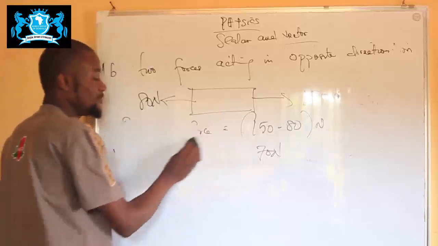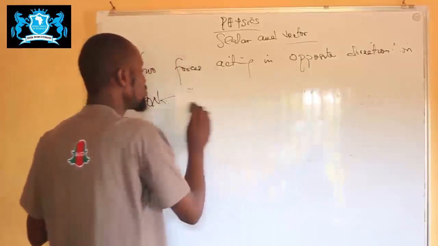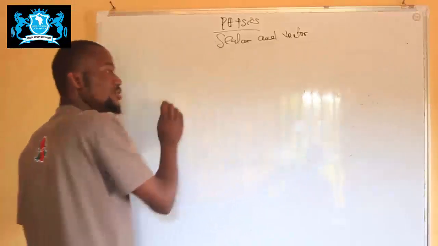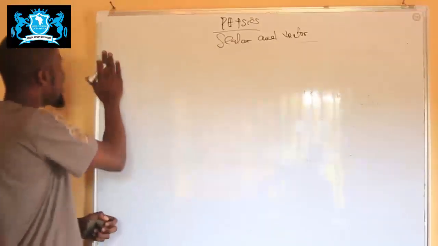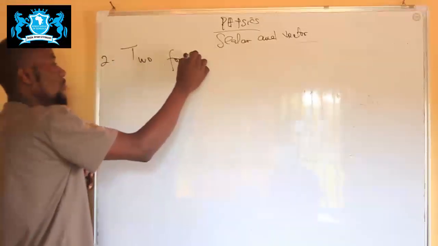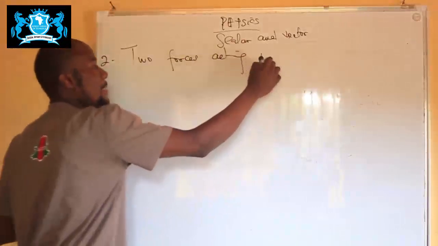Now we have another condition. This is condition 2 of addition of vectors. You are still under addition of vectors. Condition 2: we have two forces acting perpendicularly.